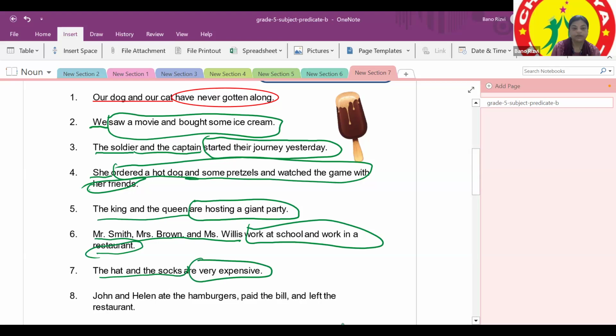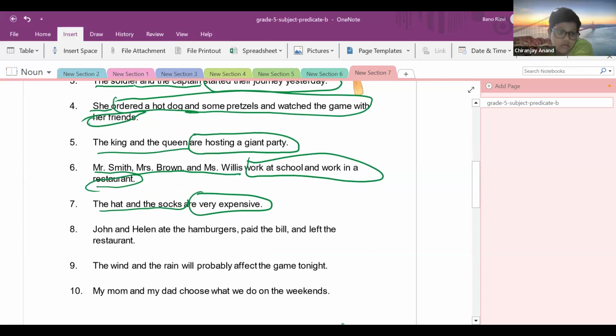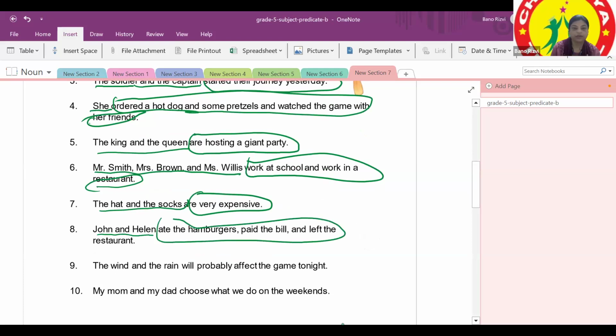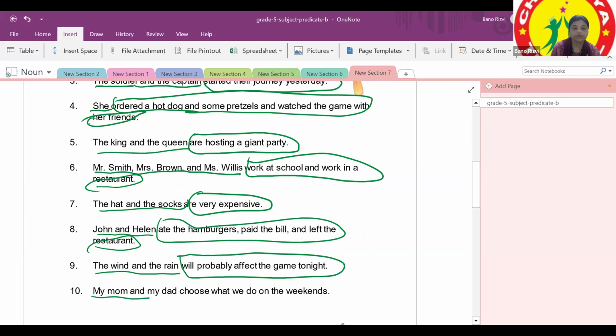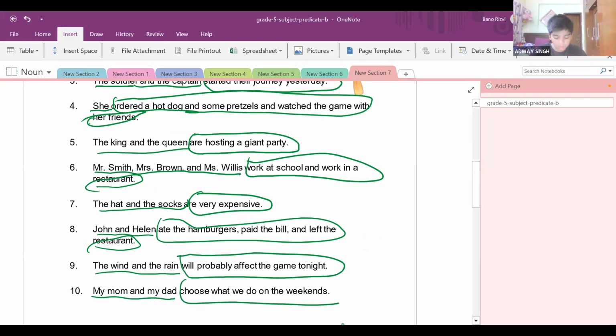John and Helen is the subject. John and Helen ate the hamburgers and paid the bill and left the restaurant. The wind and the rain will probably affect the game tonight. My mom and dad do what we do on the weekends.